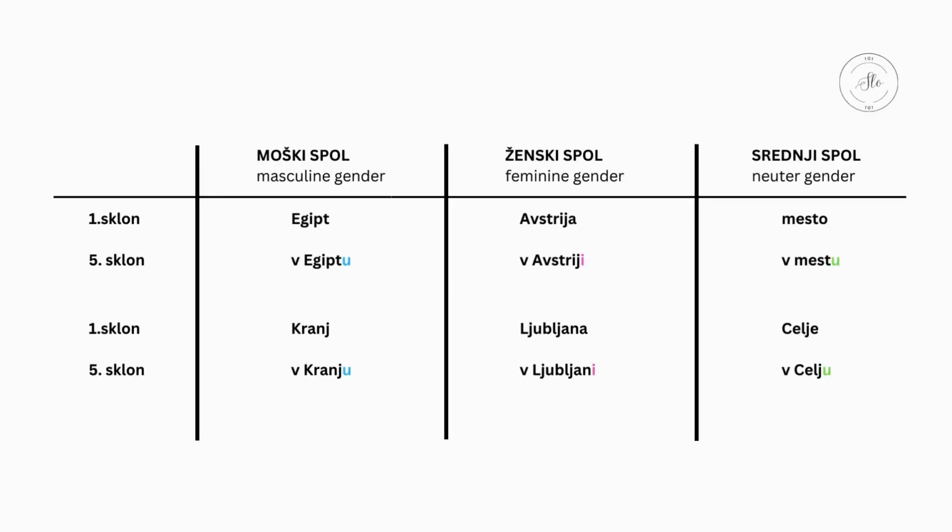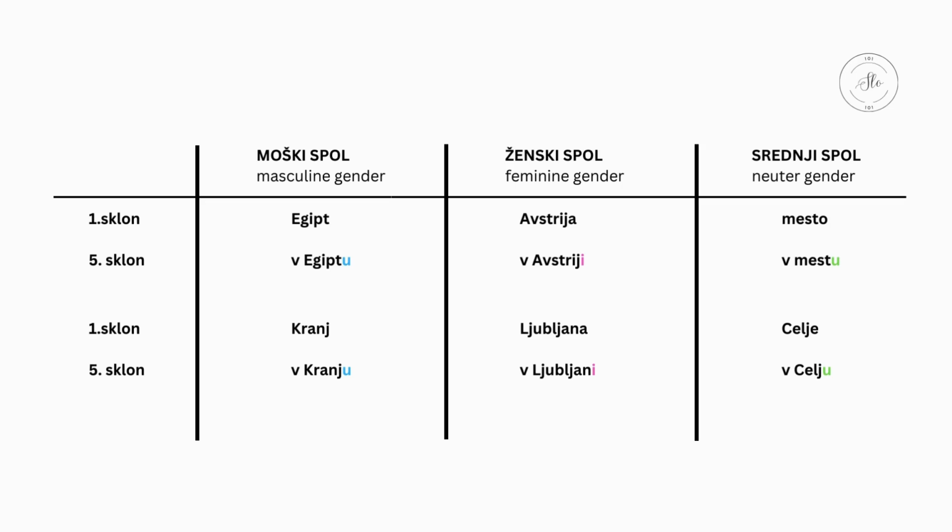Let's look at some names of countries and towns. First, we have masculine gender. One example is Egypt, which is Egipt. When we ask where, we use the fifth case, also known as mestnik. We say v Egiptu. So we add letter U at the end. Similarly, we have the name Kranj, which is a town in Slovenia. When we ask where, we say v Kranju.